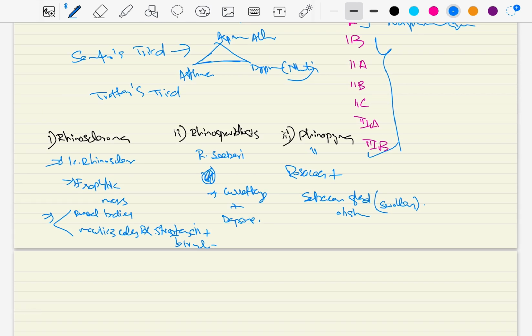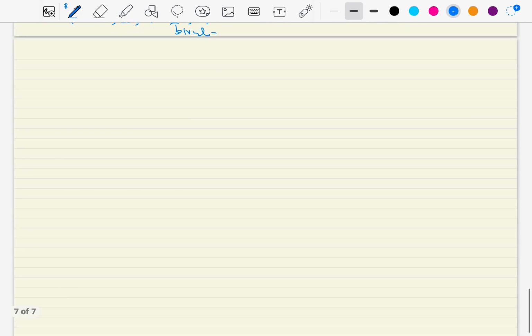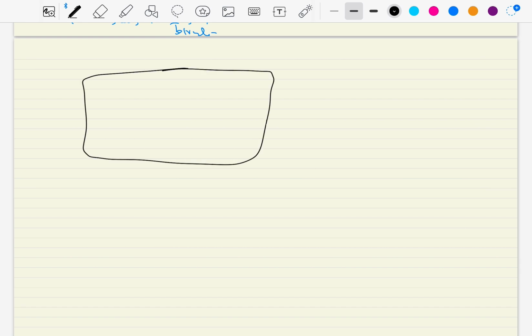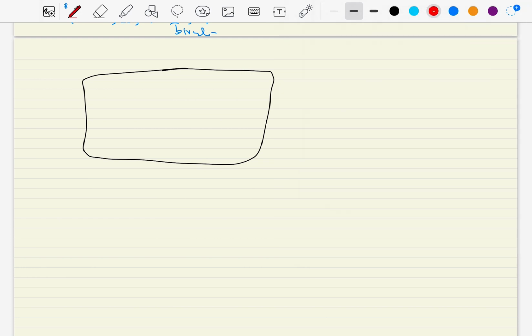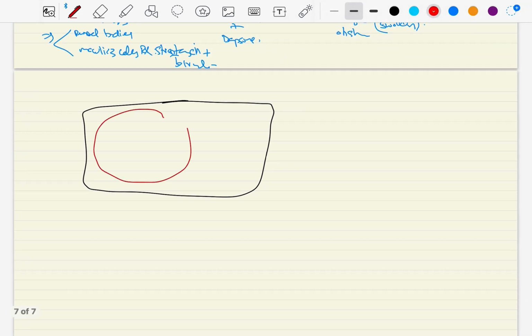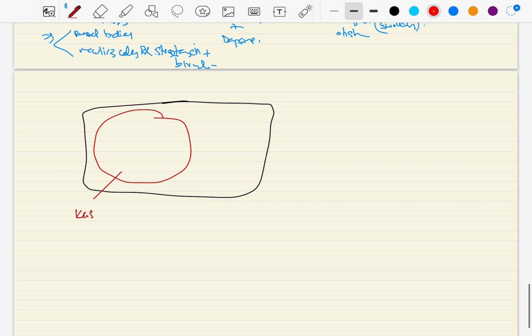Then a very important topic is epistaxis. When it comes to epistaxis, think of the nasal septum and its arterial supply. This area is known as Kesselbach's area. It is supplied by two main arteries: the external carotid artery and the internal carotid artery.